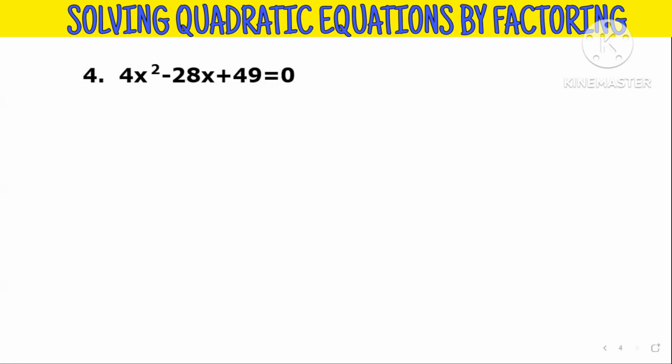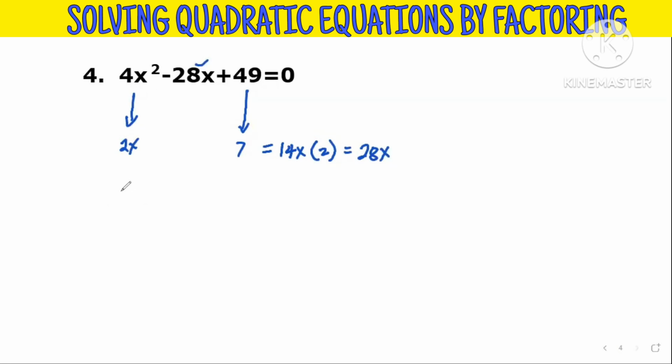But we need to verify, no? Paano natin i-check? Let us take the square root of the first and the last term. Square root ng 4x squared ay 2x. Square root of 49 is 7. Now, if we multiply these two, 2x times 7 is 14x. And we will multiply it by 2. The resulting product is 28x, which is our middle term. So this is perfect, no? It's a perfect square trinomial.